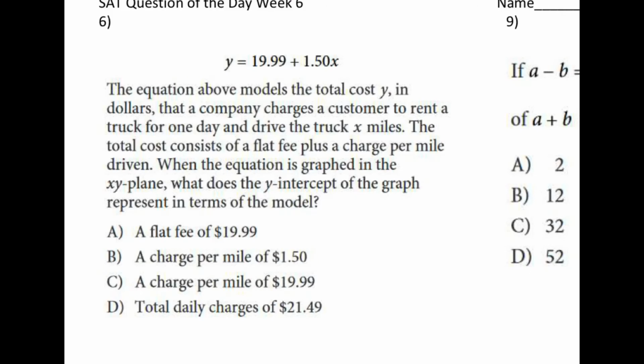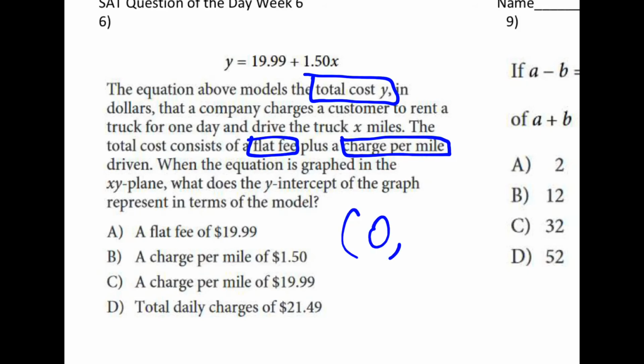Number 6, y is equal to 19.99 plus 1.50x. Like most linear equations, we're looking at a flat fee plus a charge per mile equaling a total cost. So when we find the y-intercept, that's when x is 0, and we plug that into the equation, and in here, our y value is 19.99. That just tells you your flat fee.